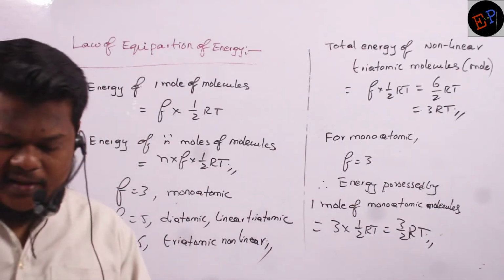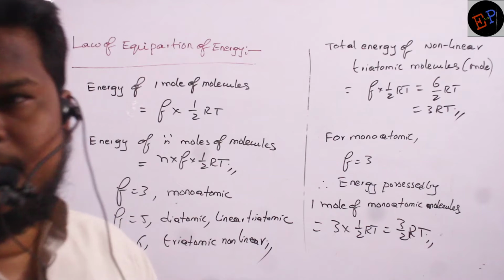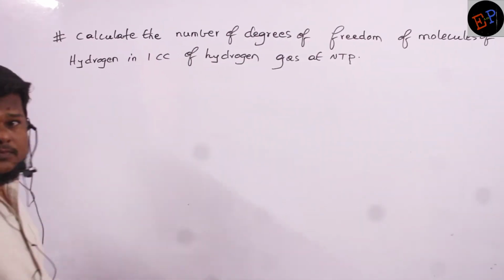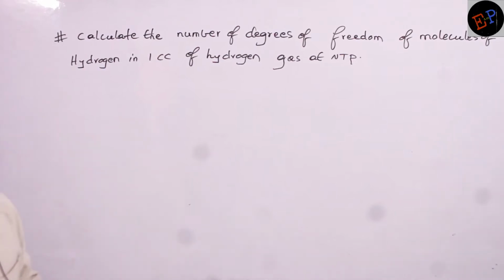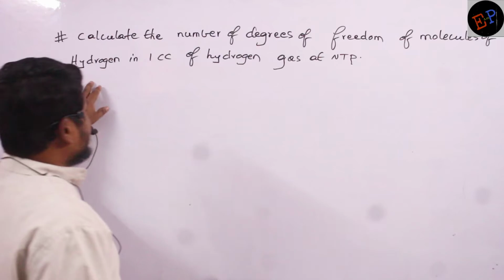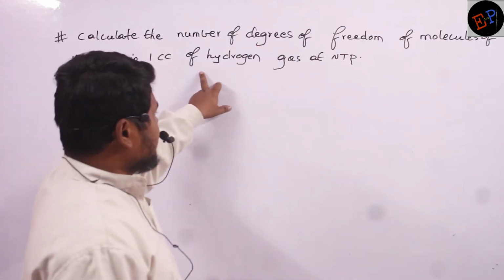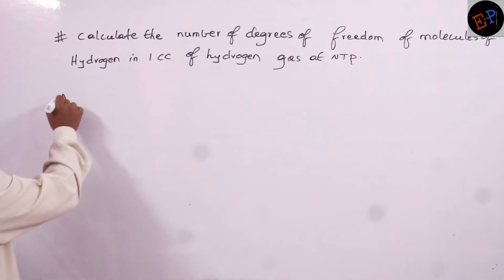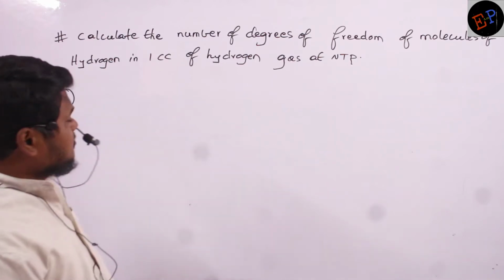So these are the different conditions which you are supposed to remember. Fine? Okay, Sima. So this is the next question. Calculate the number of degrees of freedom of molecules in 1 cubic centimeter of hydrogen at normal temperature and pressure. Okay? So how much volume of hydrogen is he giving?